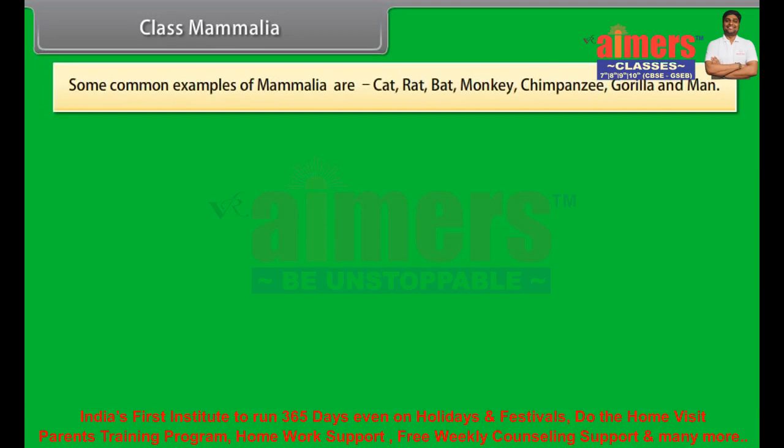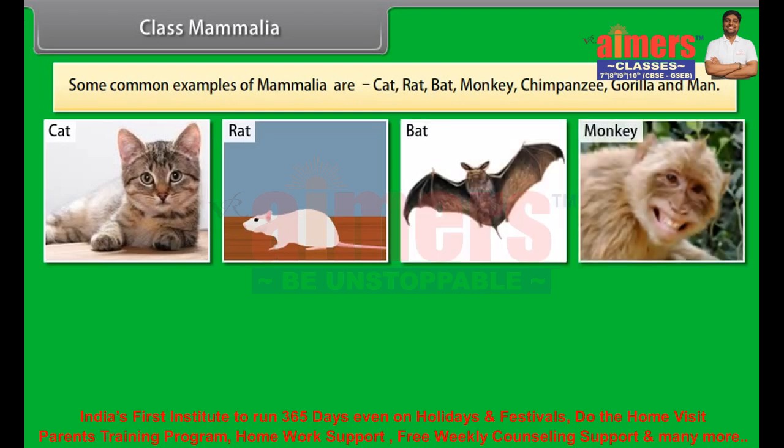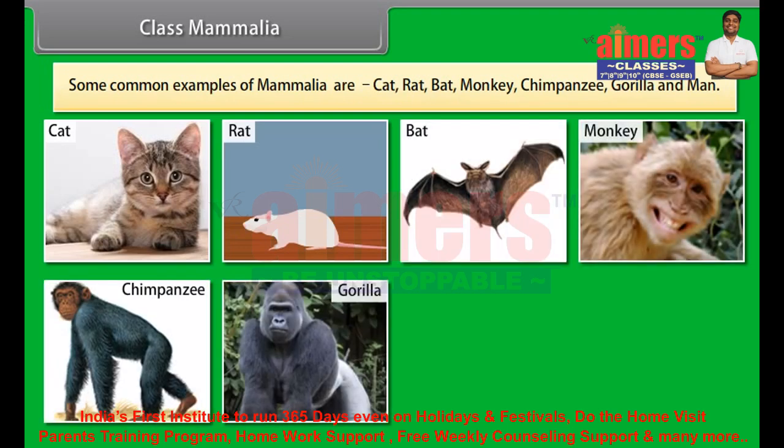Some common examples of mammalia are cat, rat, bat, monkey, chimpanzee, gorilla and man.